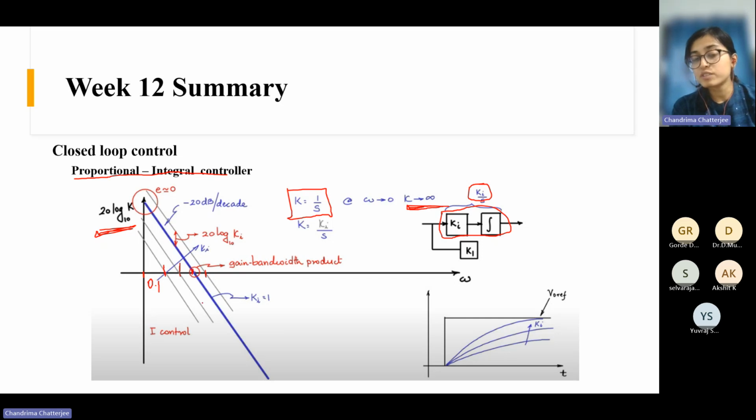So what you can do is, here we can have a proportional gain as well, Kp, right? And then we can add them here. We can add these two and we can get a proportional integral controller, like this. These two will get added and you will get Kp plus Ki by s. That is our proportional integral controller.